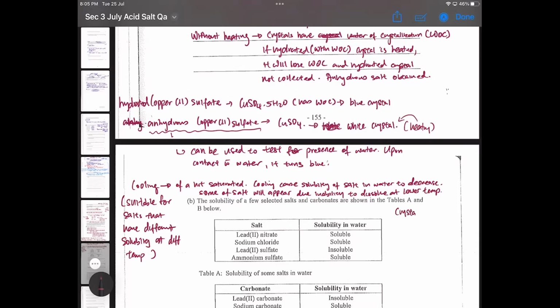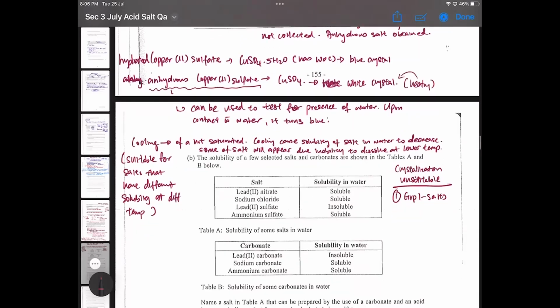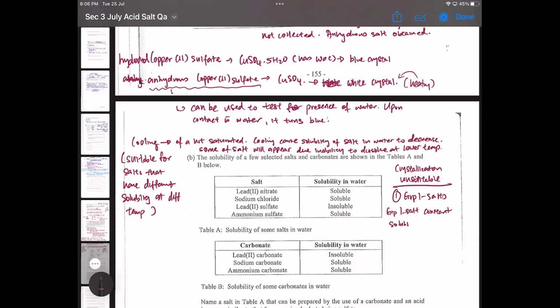Just one more point here. Crystallization is generally unsuitable for a few kinds of salts. Number one, it is generally unsuitable for group 1 salts. Why? Because group 1 salts generally have pretty constant solubility at all temperatures. That means whether at high temperature or low temperature, they dissolve very well.